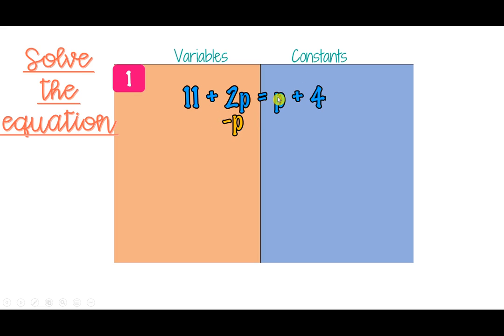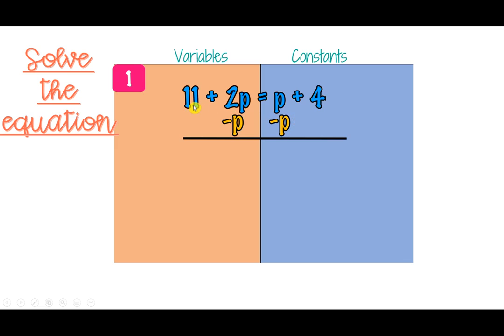So I'm going to move this p to the orange side. So I want it on the other side of the equation. How is p being over here? It's being added. So I'm going to do the inverse and subtract it. Notice if I subtract p from one side, I've got to do it to the other side. Notice I didn't subtract p from 11. I didn't subtract p from 4. They're not like terms.